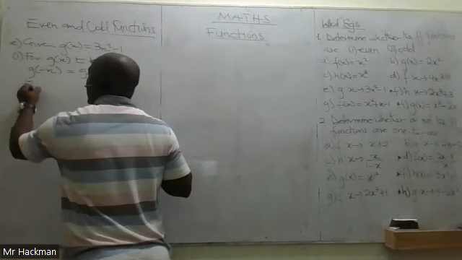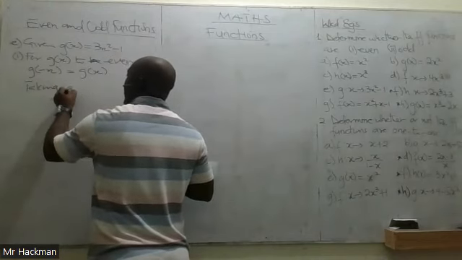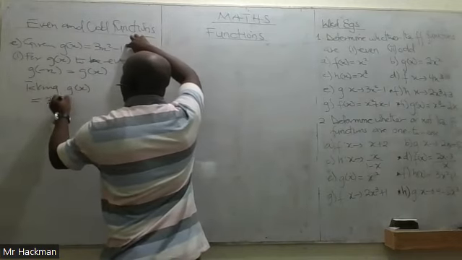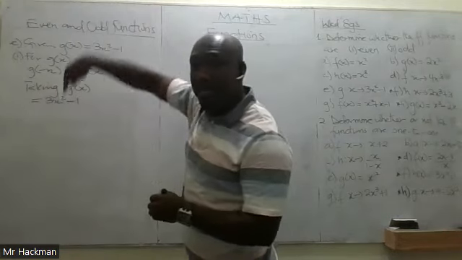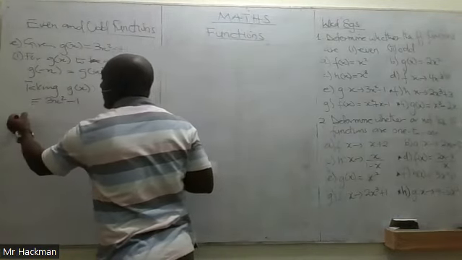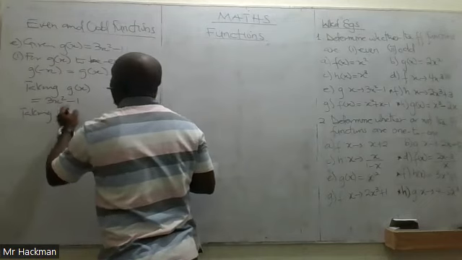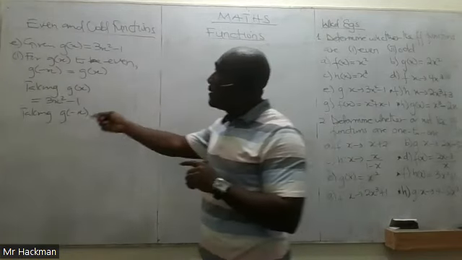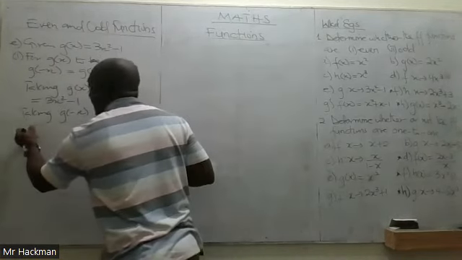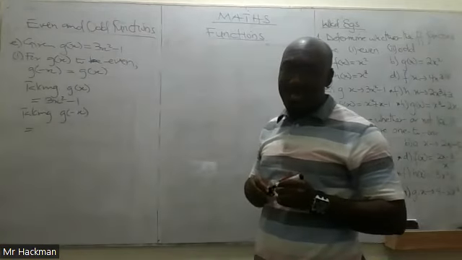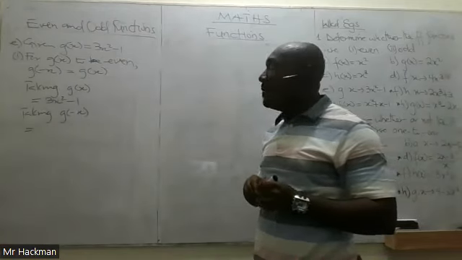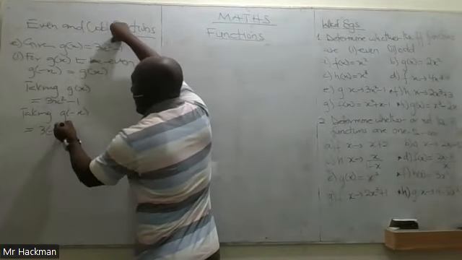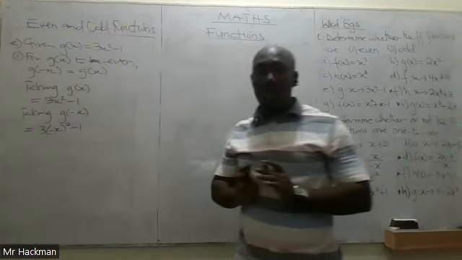Taking g of x, I know that g of x is 3x squared minus 1. Then I take the other side, because you can see that this one has no input. Taking the other side, it is g of minus x. This one, there will be an input because it's not directly given. So you are going to find g of minus x. Wherever you see x in g of x, it is now minus x. So I'm going to get 3 into minus x, but it has a square, then minus 1. Hello, are you with me?